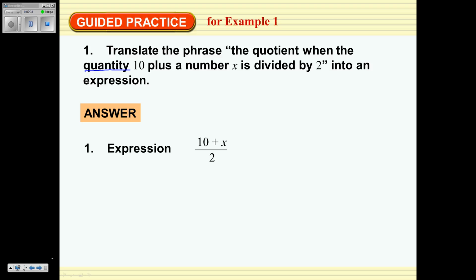Hopefully you came up with this. The quantity 10 plus an x. Now, they don't have parentheses, but that's because within a numerator, there are understood parentheses. You cannot divide this numerator until this numerator is simplified. It's kind of like understood parentheses. If you have questions on that last problem, circle it and bring those to class.